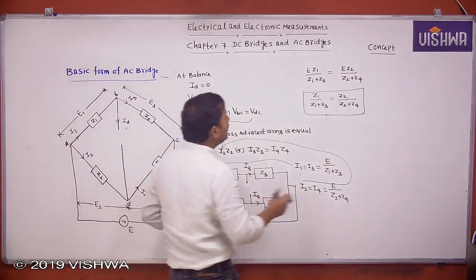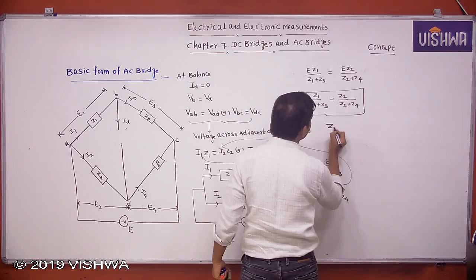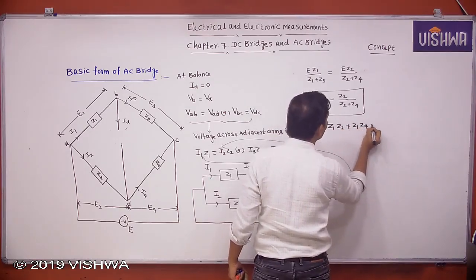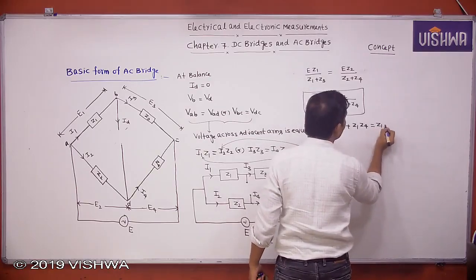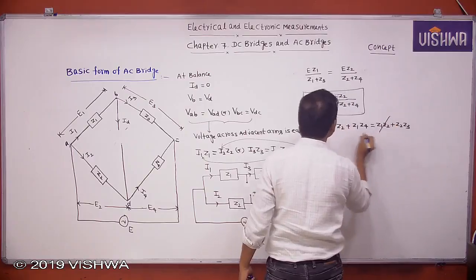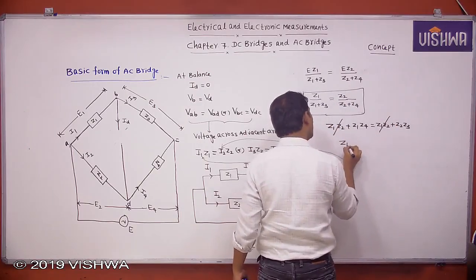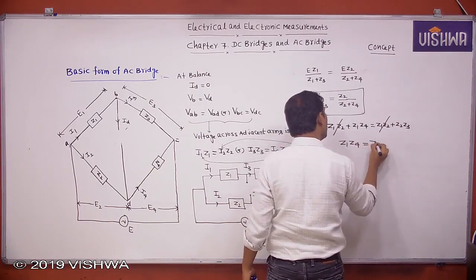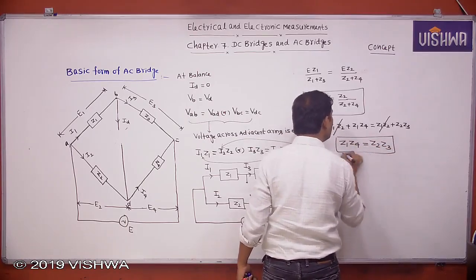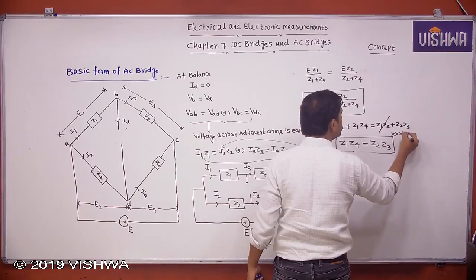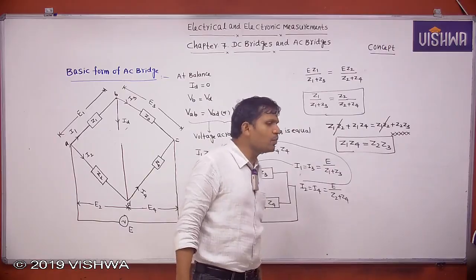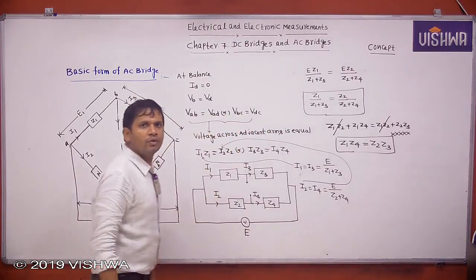Now cross multiply this. What can you get? Z1 into Z2 plus Z1 into Z4 equal to Z1 into Z2 plus Z2 into Z3. Then Z1 Z2 and Z1 Z2 cancel. Then we get Z1 Z4 equal to Z2 Z3. This is a very important condition to solve the problems in any AC or DC bridge.